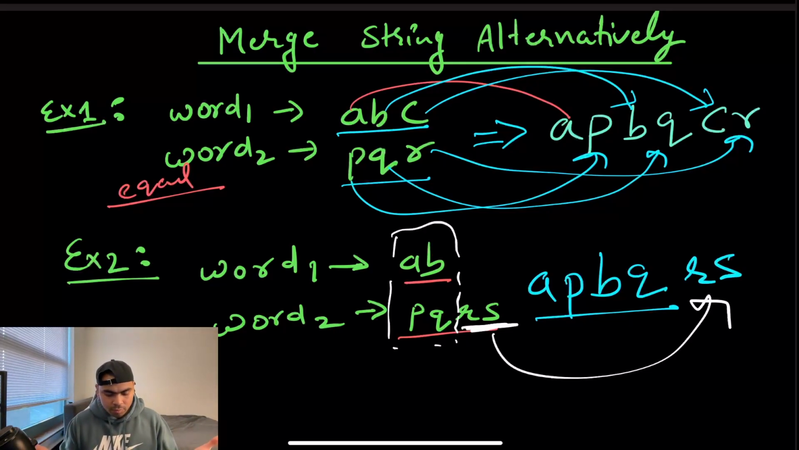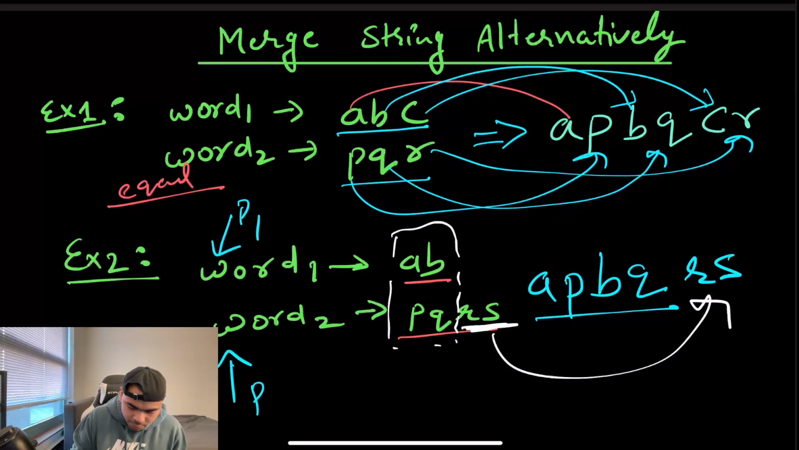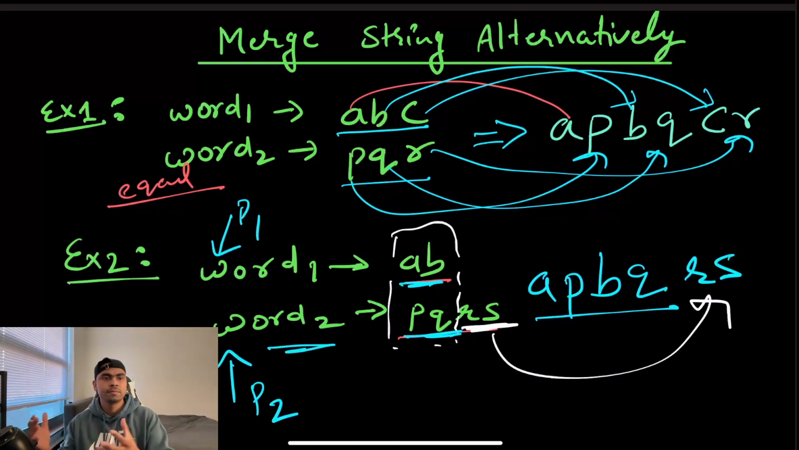So we're going to have two pointers. The first we can call pointer one, or left pointer, or word one pointer. We're going to call this one pointer 1 and this will be pointer 2, and then you just keep moving them forward. If the pointer is less than the length of that particular word, that means you have that word that you can utilize. Otherwise, you keep going with whichever word still has values left.